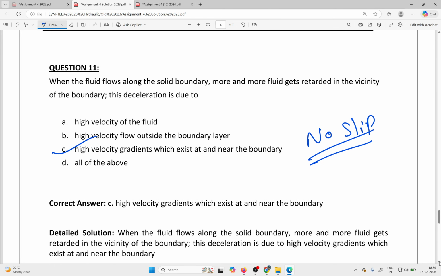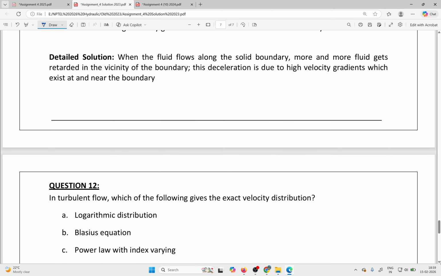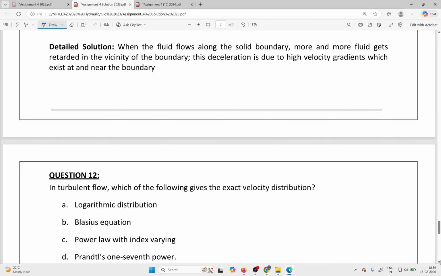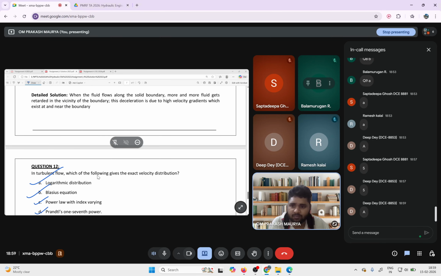Okay, so next question, this is the last question for today. In turbulent flow, which of the following gives the exact velocity distribution? Already we have seen logarithmic, Nikuradse, power law with index varying, and the Prandtl's 1/7. So I need the answer finally from your side. Everyone, write your answer in the chat box. In turbulent flow, the velocity variation follows which law? Whether logarithmic, power law or Prandtl's.